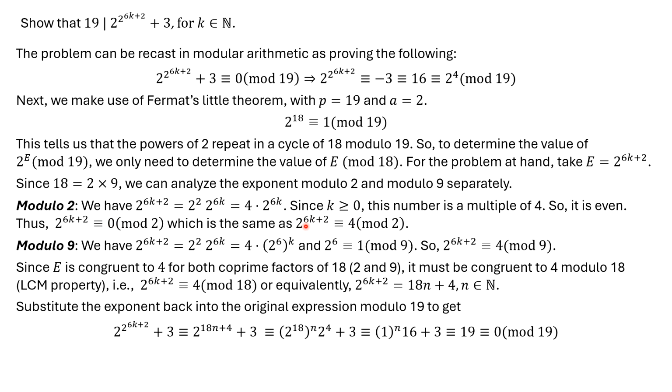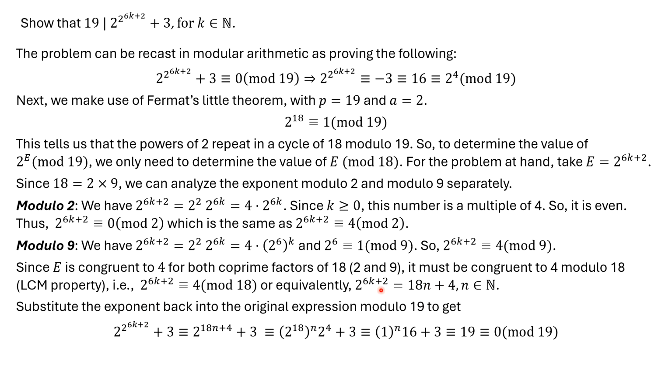Now we have 2 to the 6k plus 2 congruent to 4 mod 2 and 4 mod 9. And since 2 and 9 are relatively prime, or coprime, which means the same thing, just a different word, we can use our LCM property to say that 2 to the 6k plus 2 is congruent to 4 mod 18, or equivalently 2 to the 6k plus 2 equals 18n plus 4, where n is some integer. We don't care what exact integer it is, but it's some natural number, some whole number.